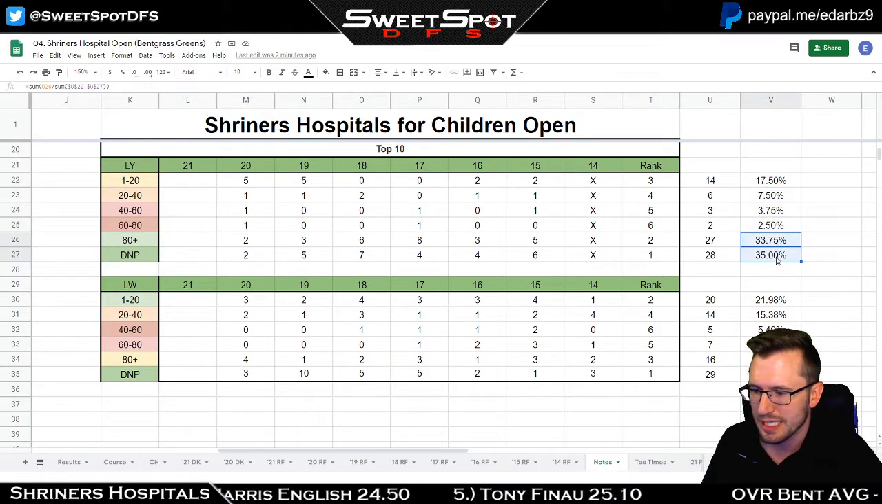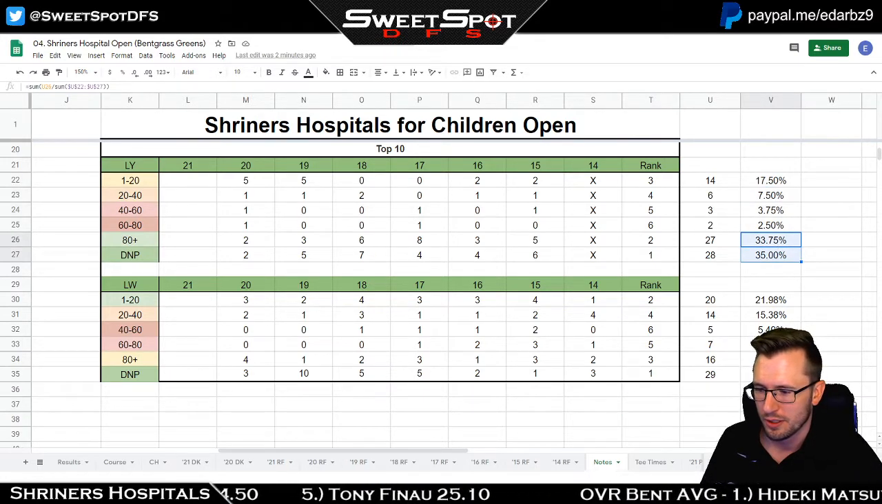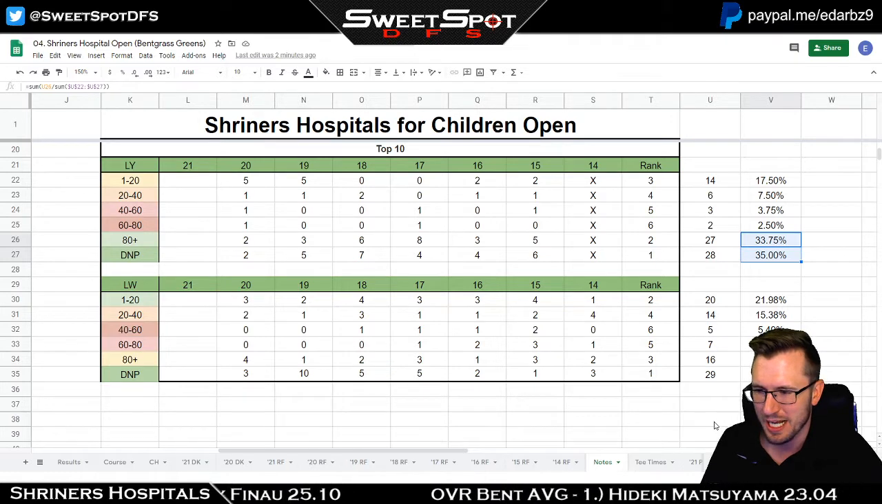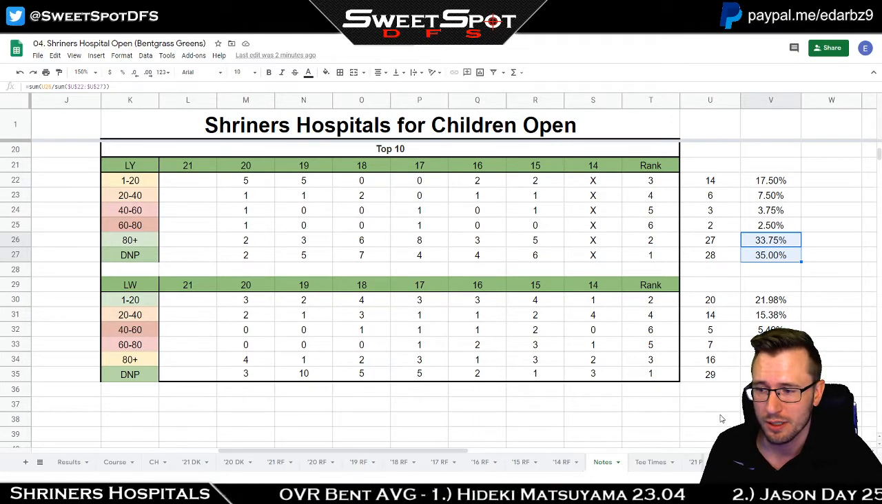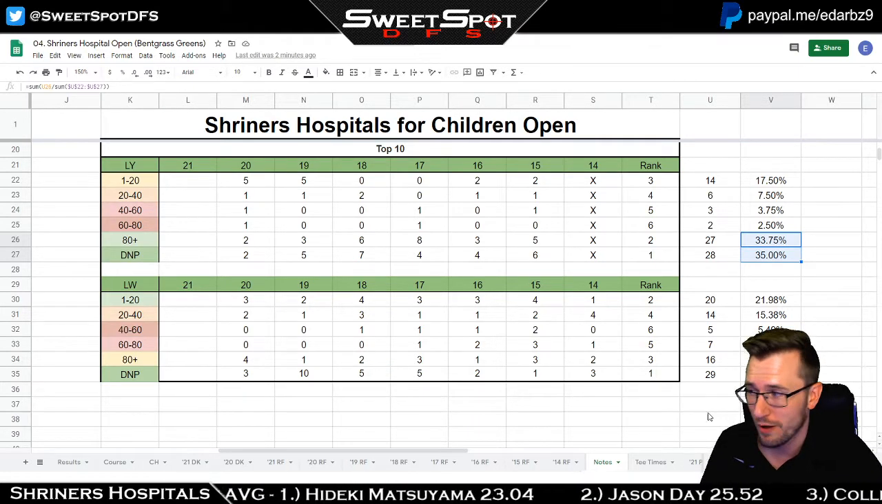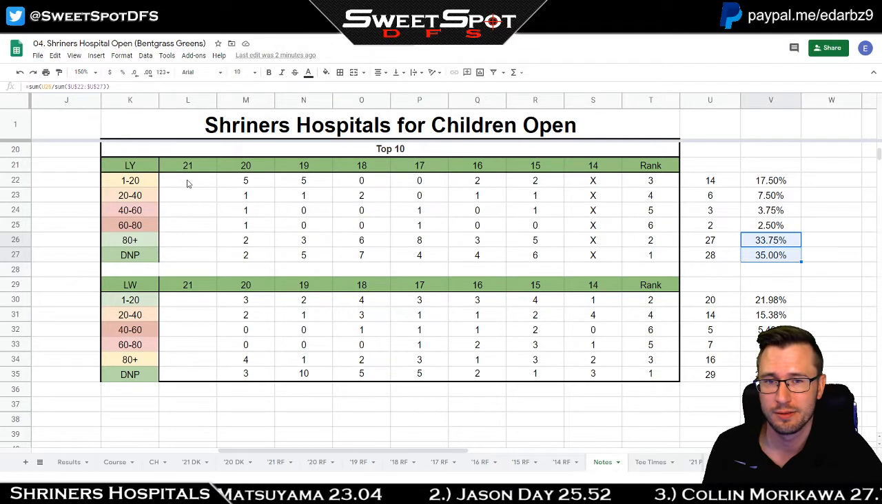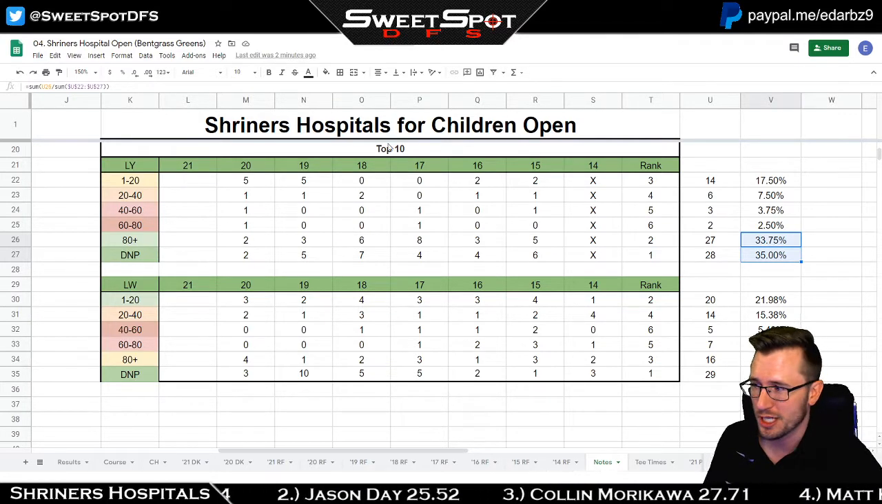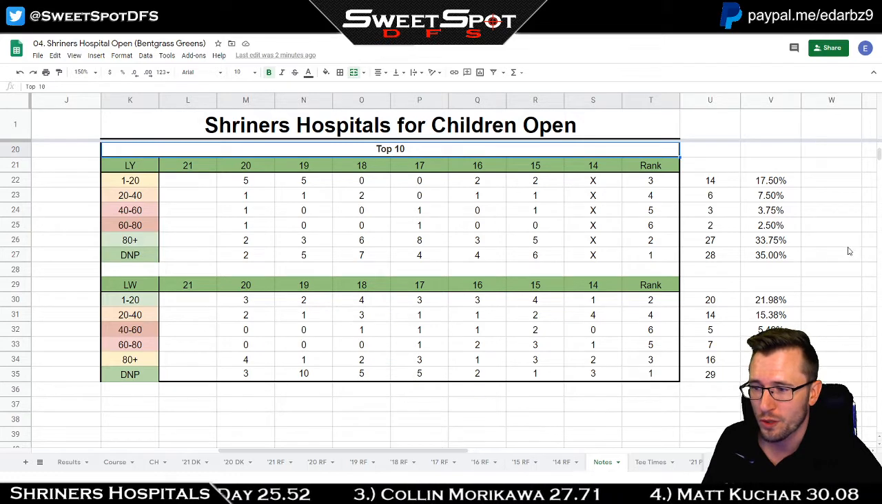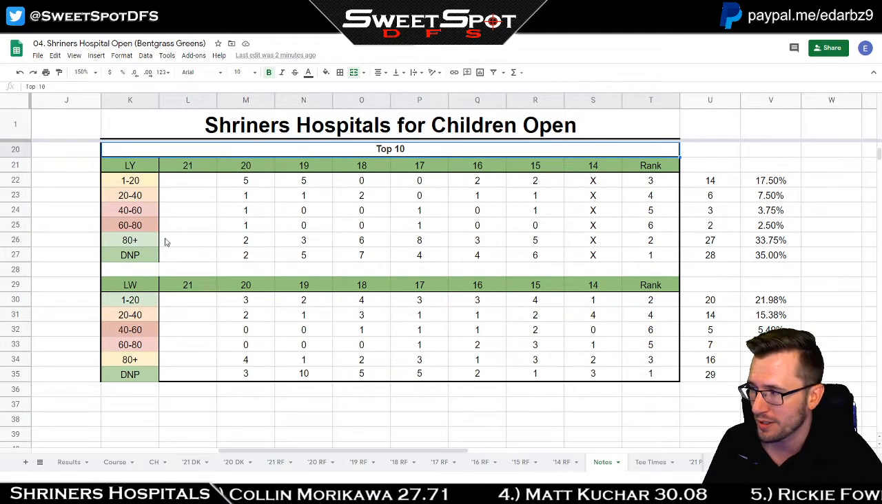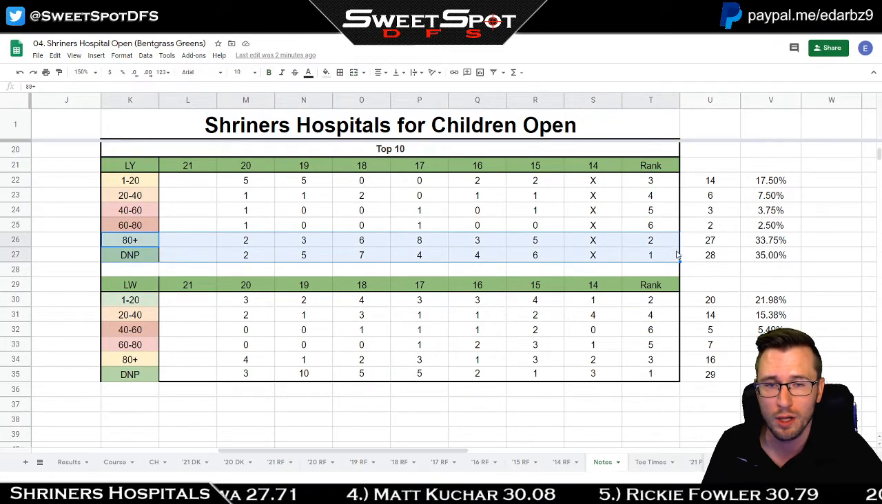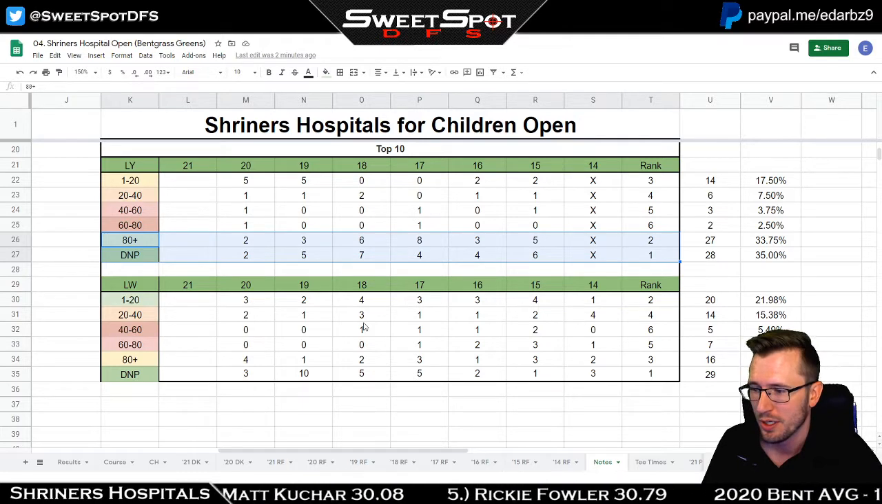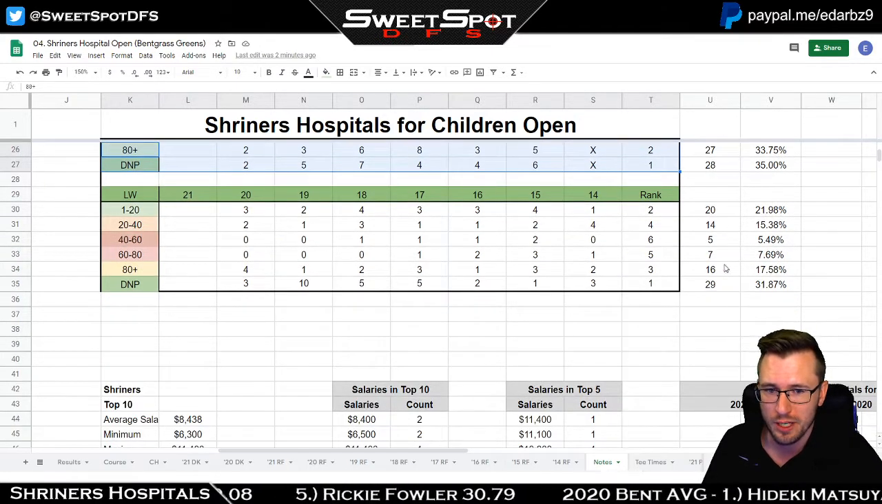So anyways, these 2 numbers here account for 68.75% of all buckets finishing inside the top 10. So if we're going to target golfers, we're going to want a few more 2s and 1s. Last year 2s, last year 1s. We can also come down to the last week bucket, which you can see right here.